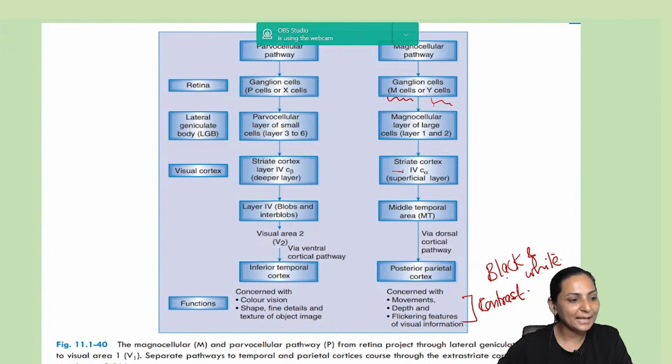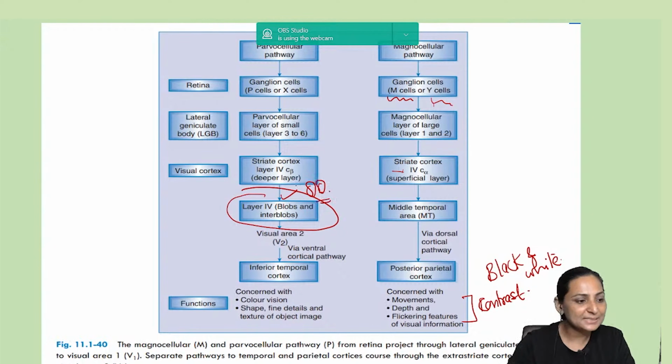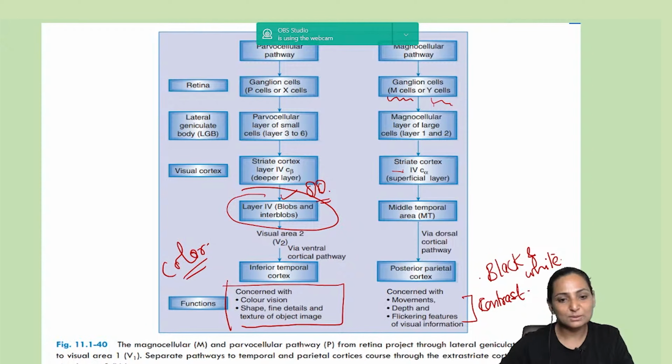Whereas the parvocellular pathway enters into the layer where blobs are present, and blobs are important because they are concerned with color vision. So in a nutshell, what we have to remember is that the parvocellular pathway is responsible for color vision, whereas the magnocellular pathway is responsible for the black and white contrast. Right?